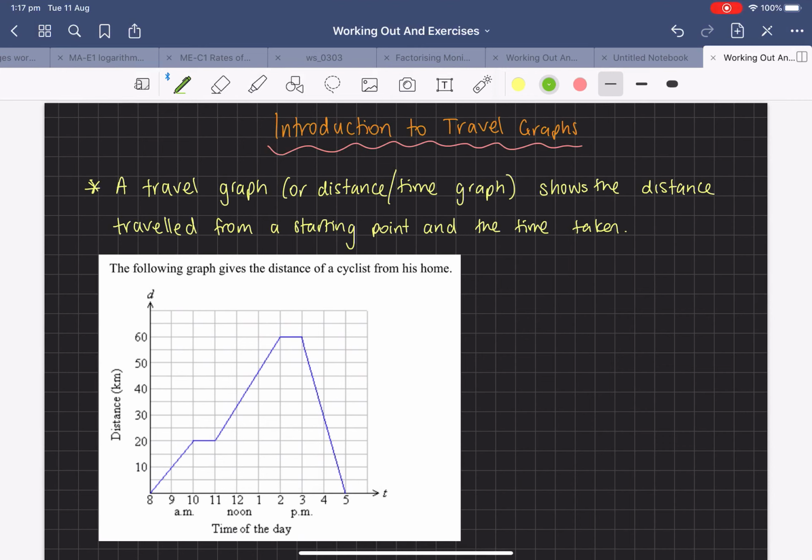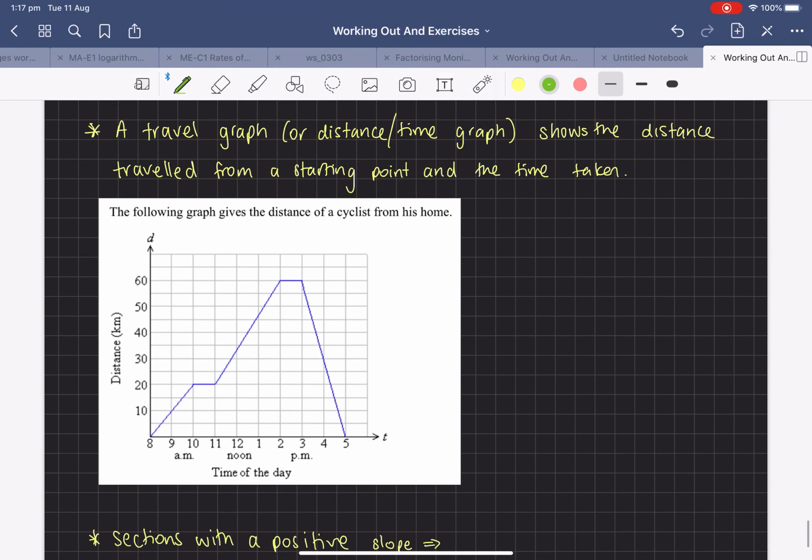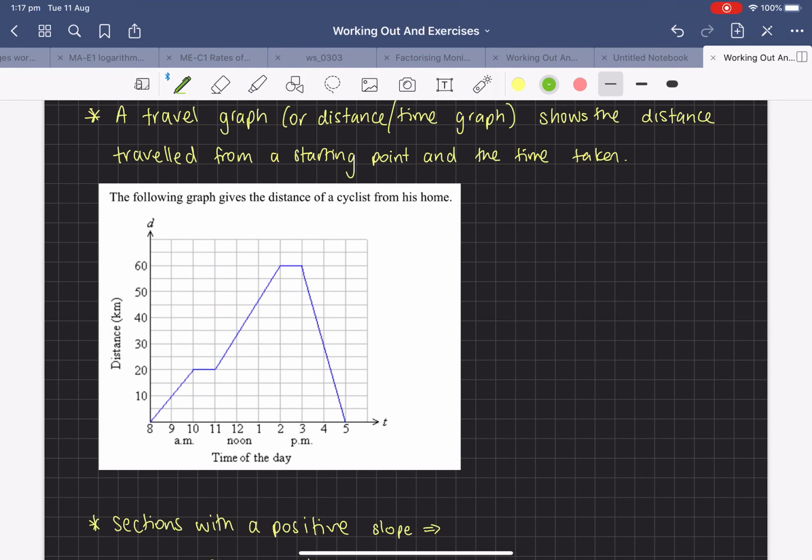In this video, we are going to look at travel graphs. Now, travel graphs show the distance traveled from a starting point, and they also show the time taken. They're sometimes called distance time graphs, and you can see one just here. You can see that we've got distance on the y-axis, and we've got time along the x-axis.